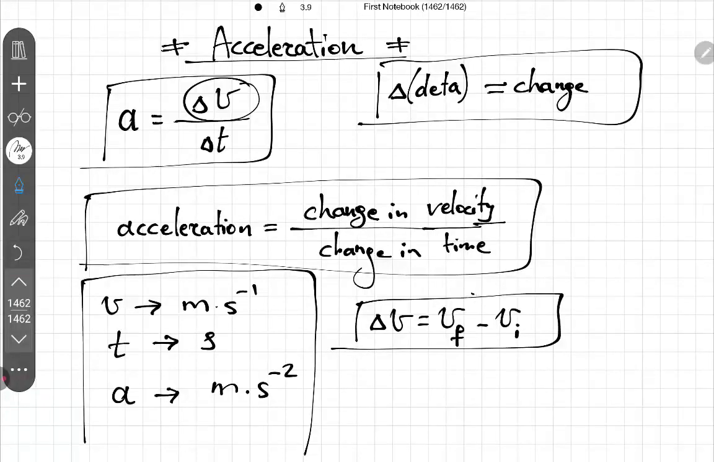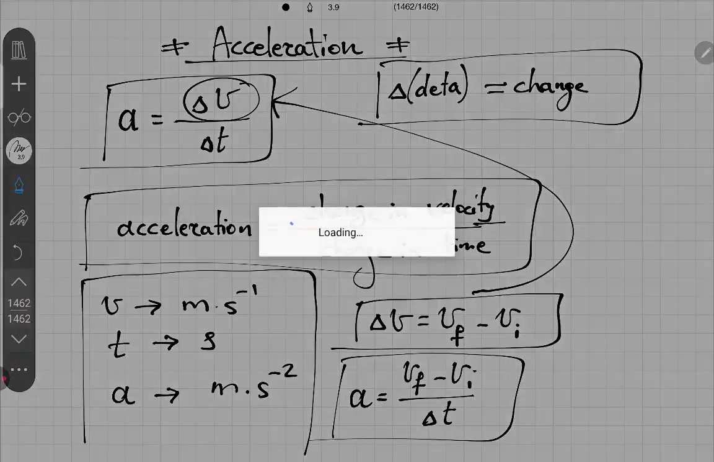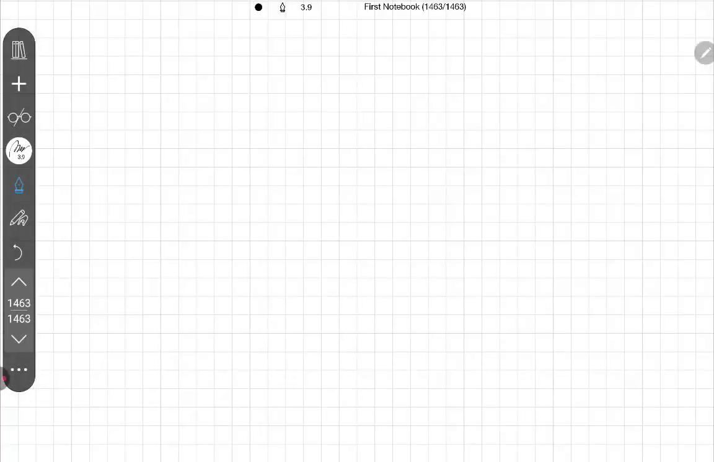Let's substitute this in our original equation. So we got A equals V final minus V initial divided by time duration. Okay, so this is the basic equation for the acceleration. Now let's try to have some examples to understand the acceleration better.